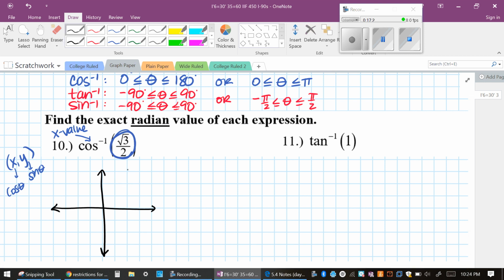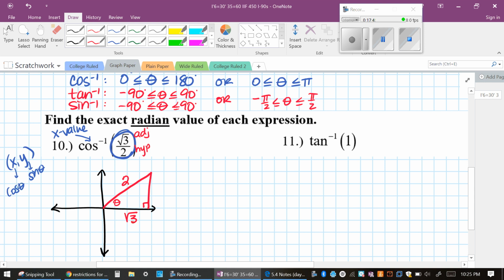So I'm going to go ahead and draw my triangle. And here's my reference angle. They're telling me that cosine is root 3 over 2, so that's adjacent over hypotenuse. Adjacent to my reference angle would be root 3, and hypotenuse would be 2.